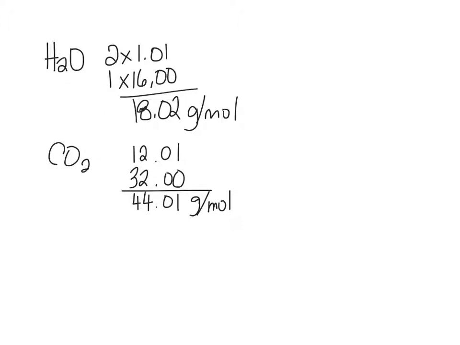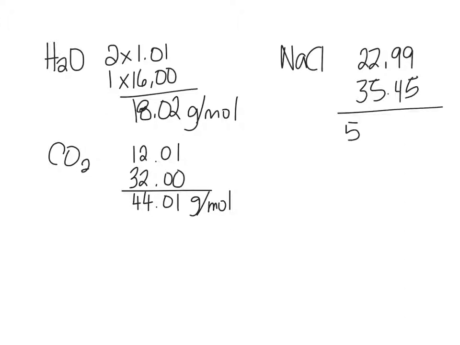All right. Sodium chloride. What's the molar mass of sodium? 22.99. What's the molar mass of chlorine? 35.1. Add them up. Put on grams per mole. Is that it? That's it, that's it. That's how you calculate molar masses. That's how you calculate the mass of 1 mole of any substance.